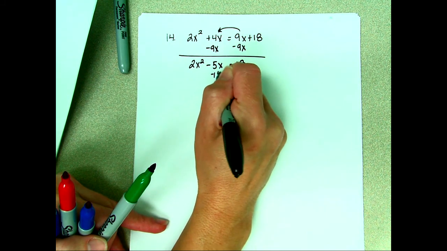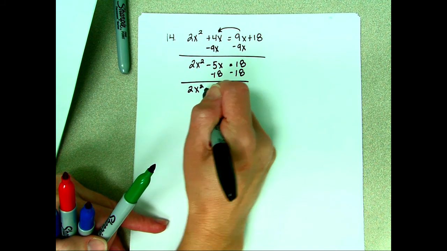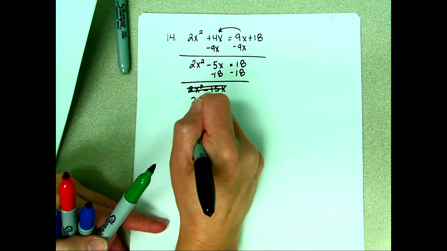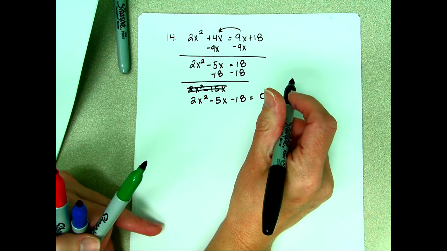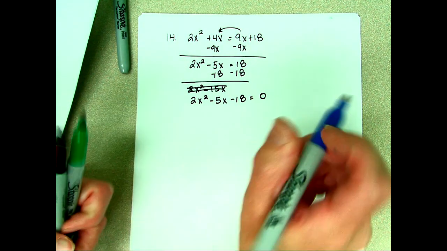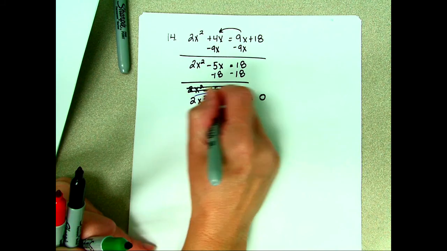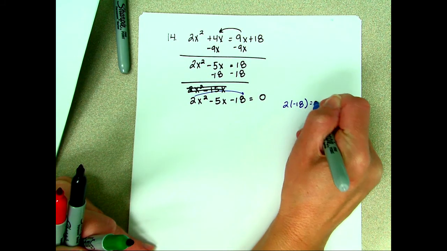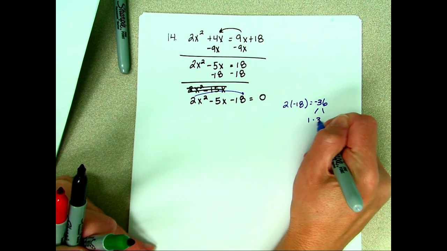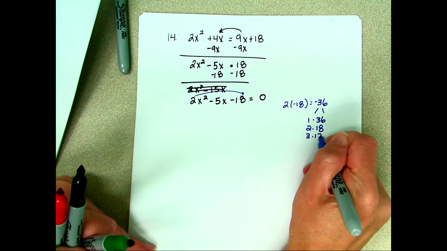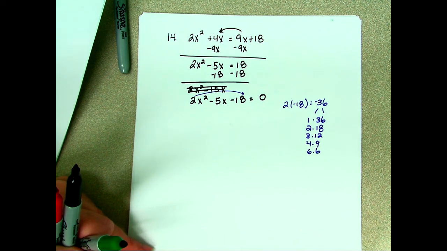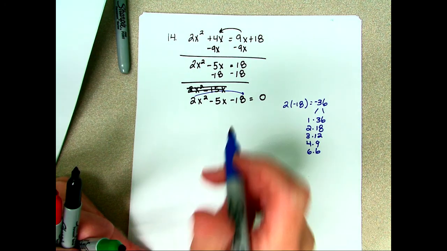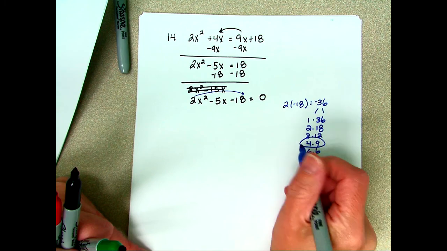Subtract 18 on both sides. 2x squared minus 5x minus 18 equals 0. We factor 2 times negative 18, negative 36. 1 times 36, 2 times 18, 3 times 12, 4 times 9, 6 times 6. Which pair subtracted will give us a 5? The 9 and the 4. And positive 4, negative 9.